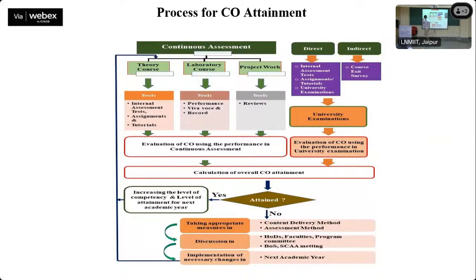Okay, so the NBA mostly focuses on the process. Process is the responsibility of the head of department, obviously, because your program is going to be accredited, right? The first responsibility comes to the head of department, the second responsibility comes to, let's say, the program coordinator, and the third responsibility comes to the course coordinator. Okay, so they expect that whatever process you have fixed.